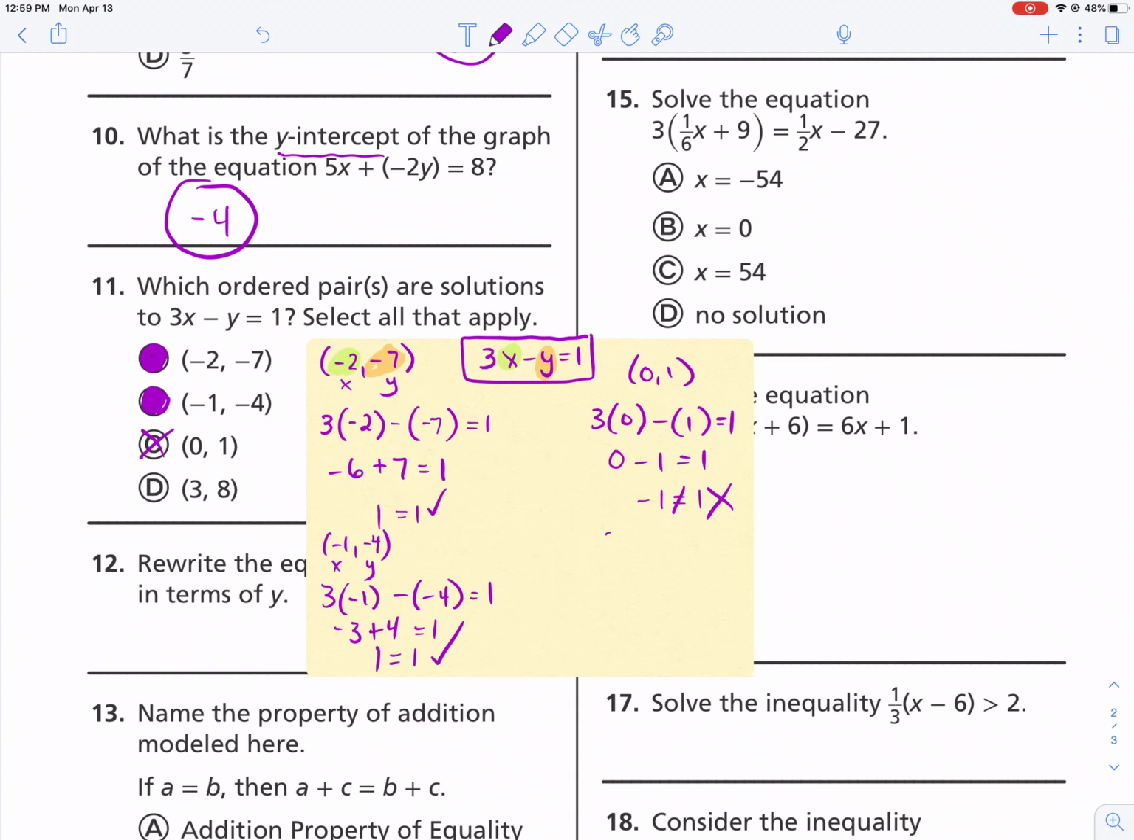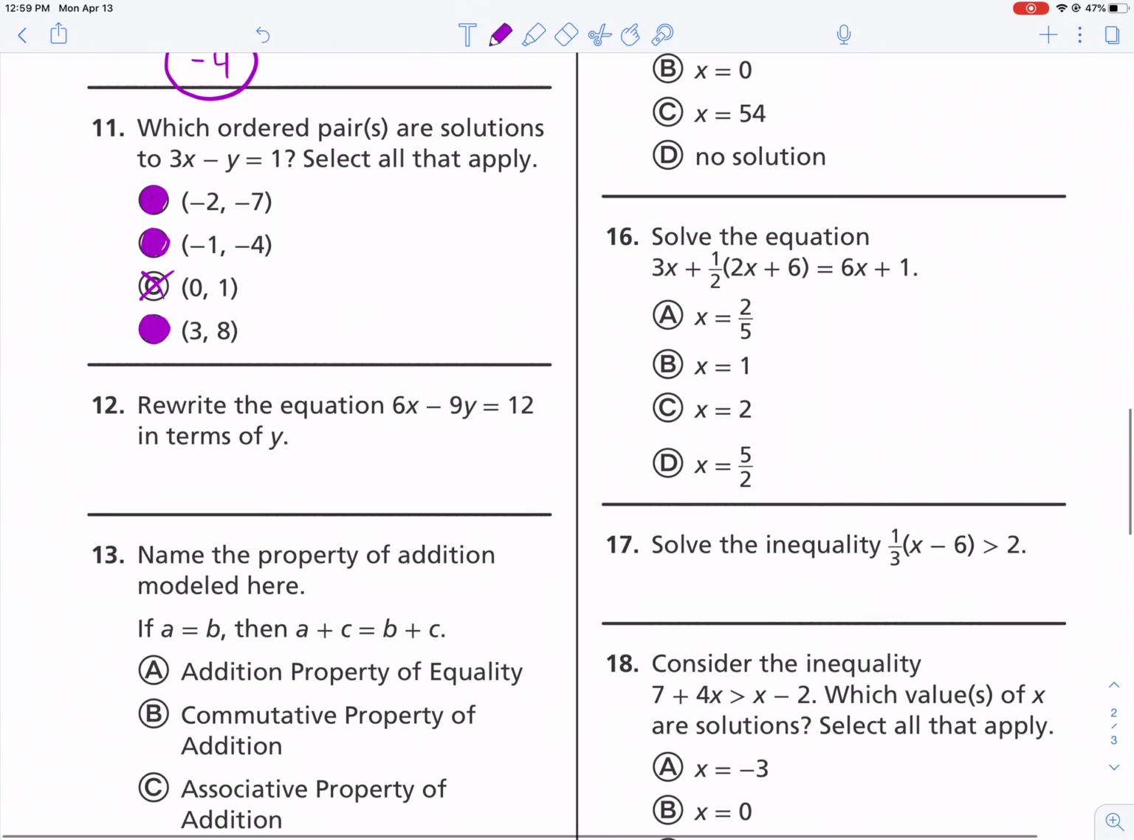And then the last one we're going to try is 3 comma 8. Now don't lose steam and just say, well, I got 2. That's fine. Try them all. So I'm going to do 3 times 3 minus 8 equals 1. So I end up with 9 minus 8 equals 1. 1 equals 1. So this one also works. So I end up with 3 options in this case that works.